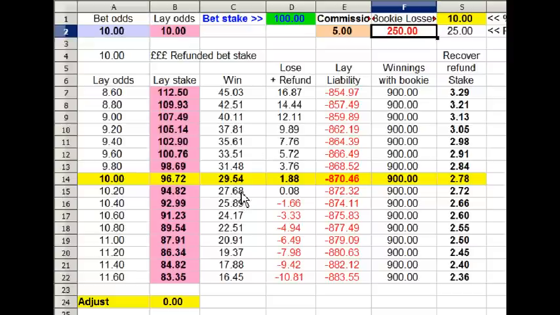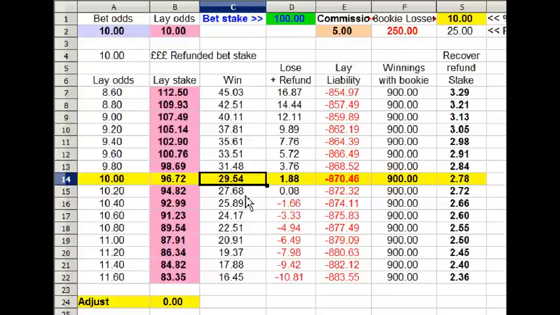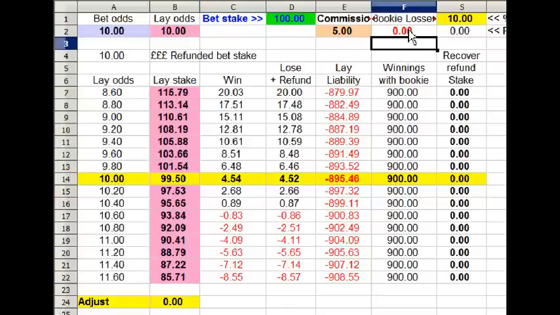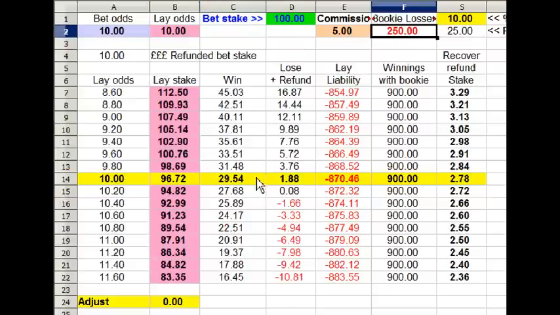So if you hit a winner, the profit on that particular trade would only be £4.54, and the £25 that is added to it is just part of your winnings from that particular trade, so that you don't lose your refund.